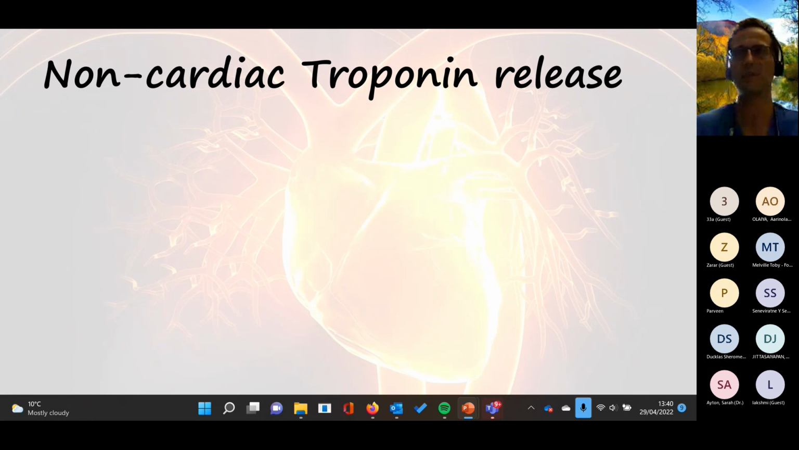So can anybody tell me some of the non-ischemic causes of troponin release that I haven't covered already? Rather than non-cardiac, I would think non-ischemic is the better term. I've mentioned some of them already, but just to name a few more if you know of them. Yeah, anemia, absolutely. If you have increased cardiac output because of anemia, that can cause troponin release because the heart's under so much strain. It has to be quite significant anemia.